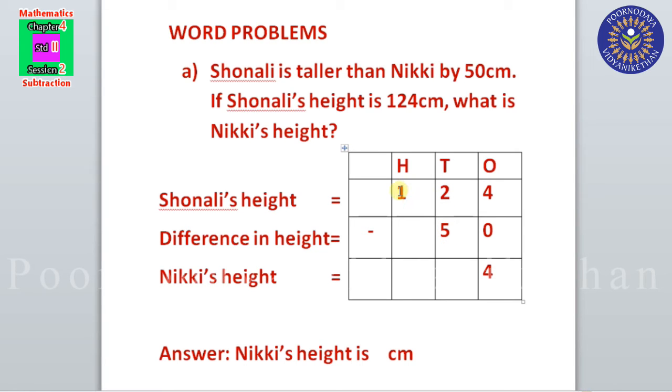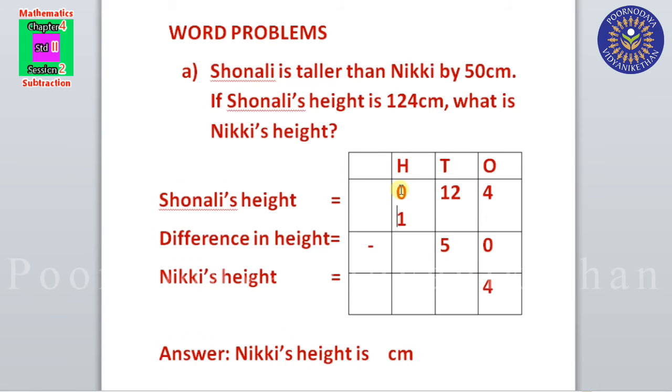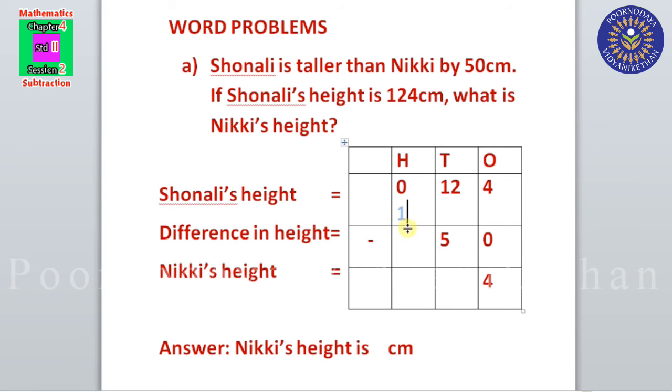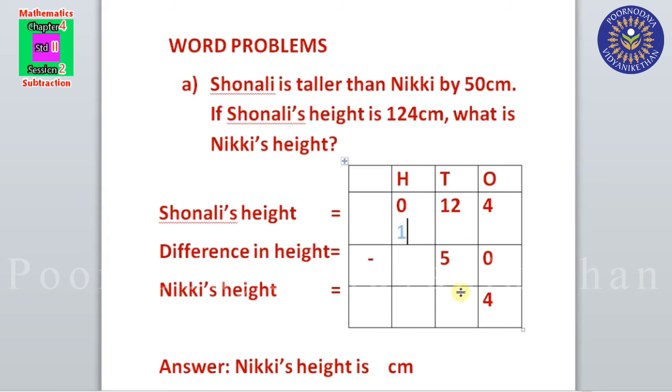So what do we have to do? From hundreds place we have to borrow 100 and add that 100 to this tens place. Then in tens place we will get 12. Clear? Now in hundreds place there is no 1, there is 0 only. That one we can write like this. So look at the screen. 12 minus 5.